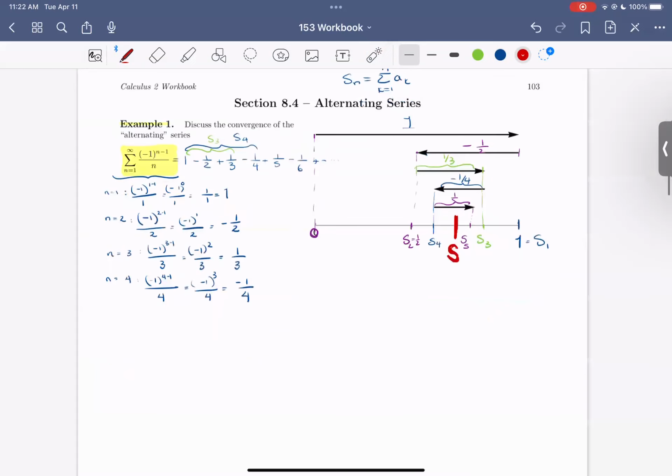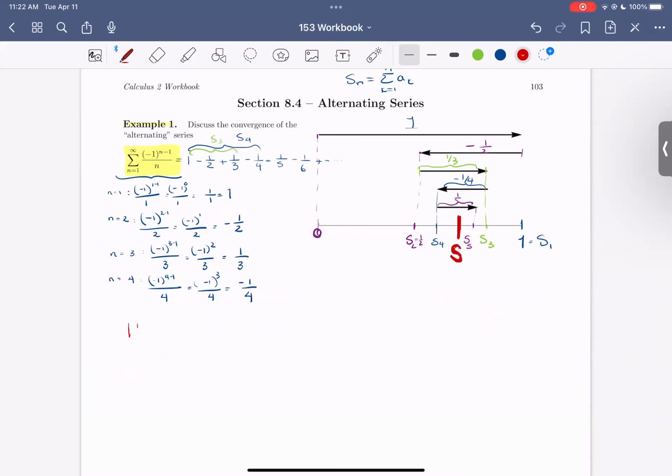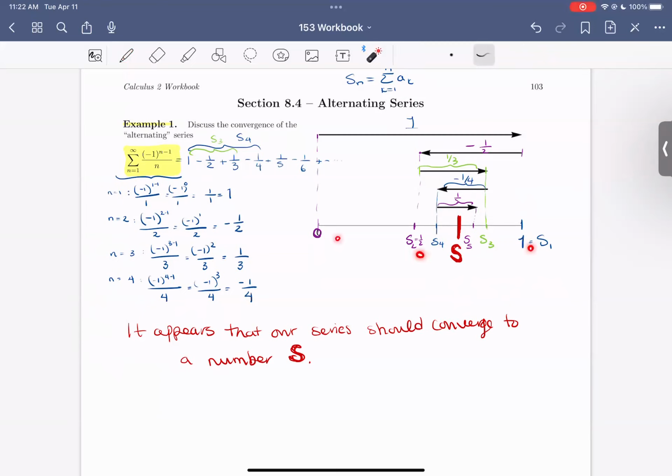So let's write down that observation though. So it appears that our series should converge to a number S. And again, notice why we might think that. Well, these partial sums go back and forth. They never cross each other, but they kind of narrow in on some number. So we think that it's probably going to converge.